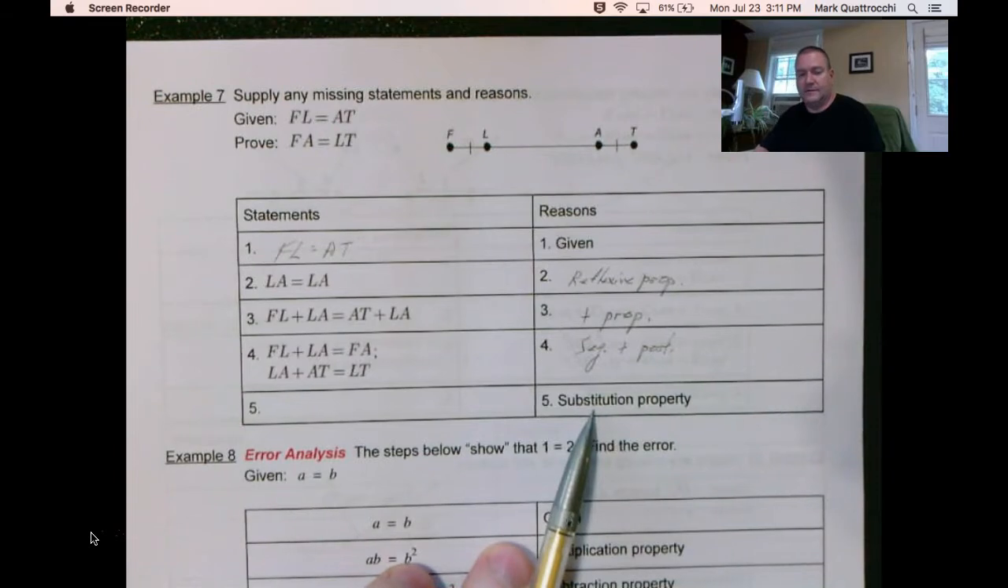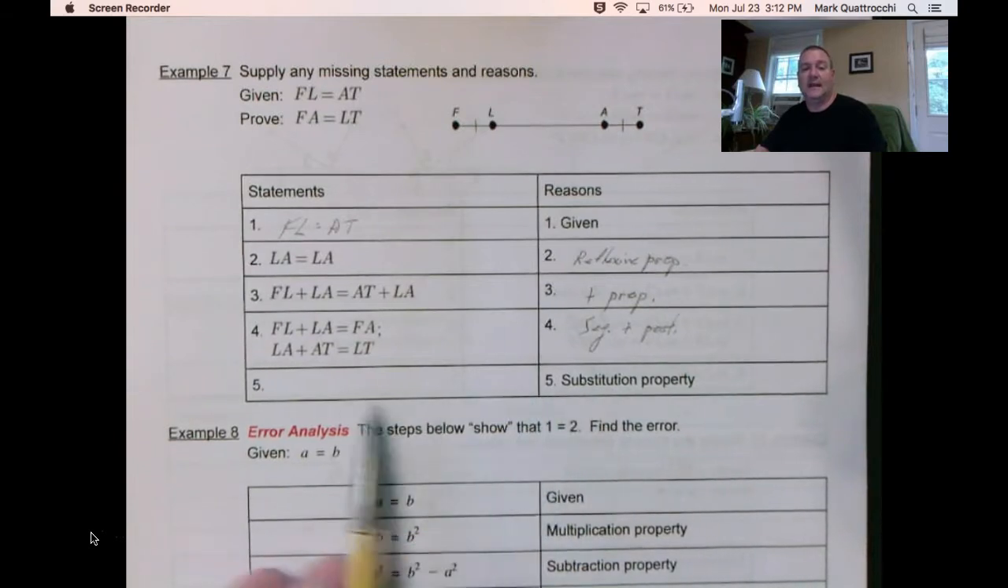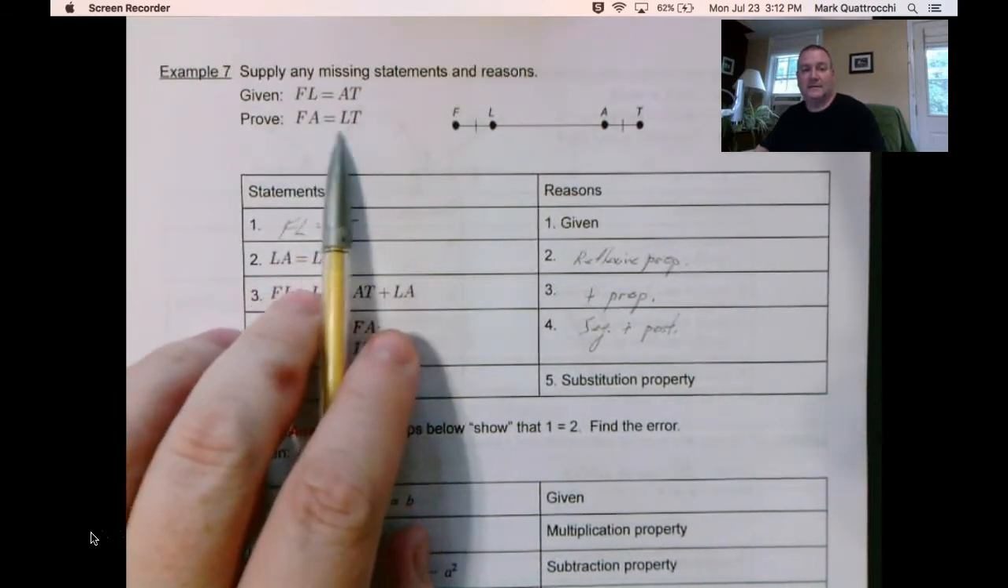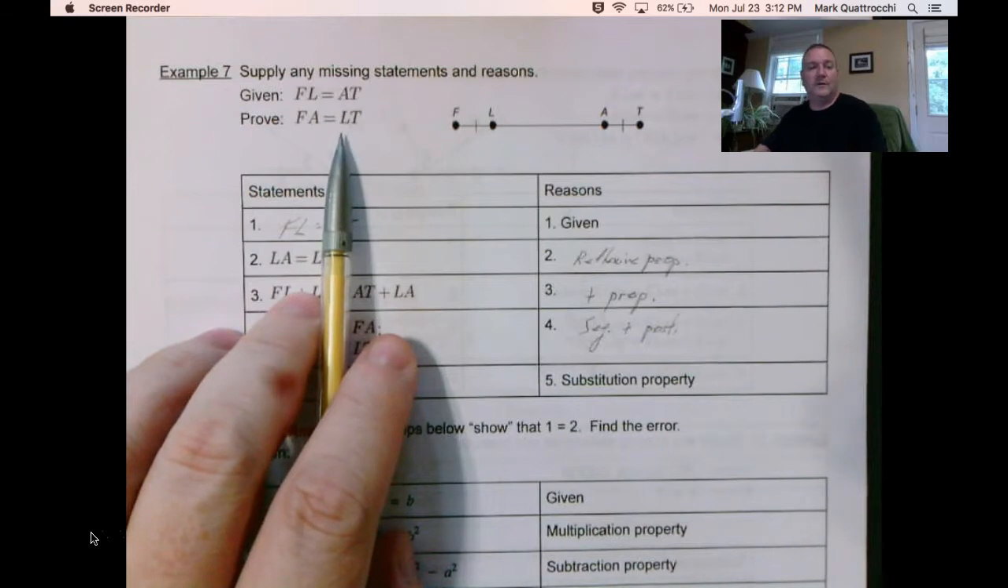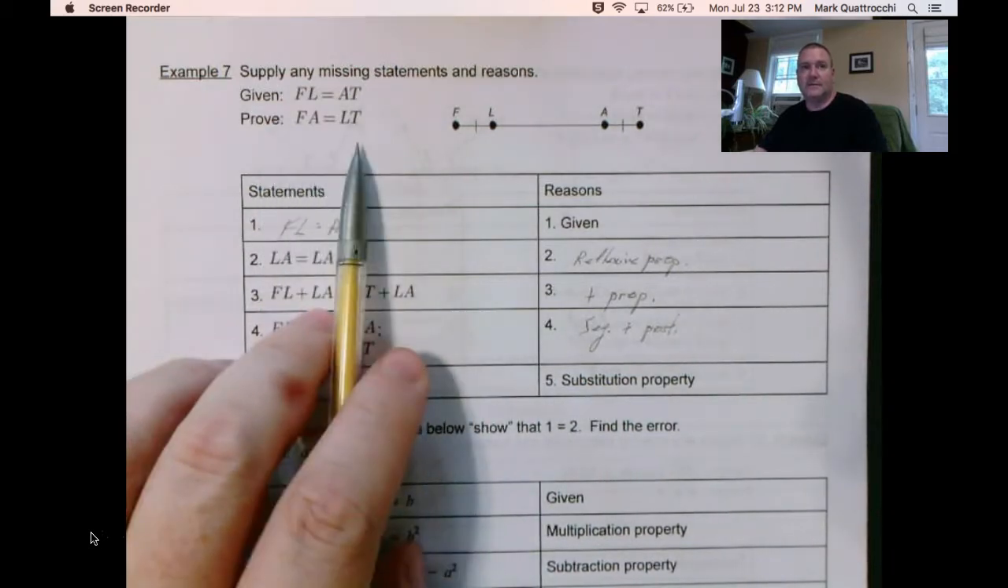I have a hint here, it's substitution property, but I have another hint that doesn't usually happen when we're doing proofs and quizzes and tests, and that this is the last statement. And the last statement in the proof has to be what we're trying to prove. So even before I started this proof, I knew this was going to be the last statement. And if this wasn't a fill-in-the-blank proof, I wouldn't have known what the last reason was, but because it's a fill-in-the-blank proof and this was given to me, I knew the last reason was substitution property. This has to be my last statement.